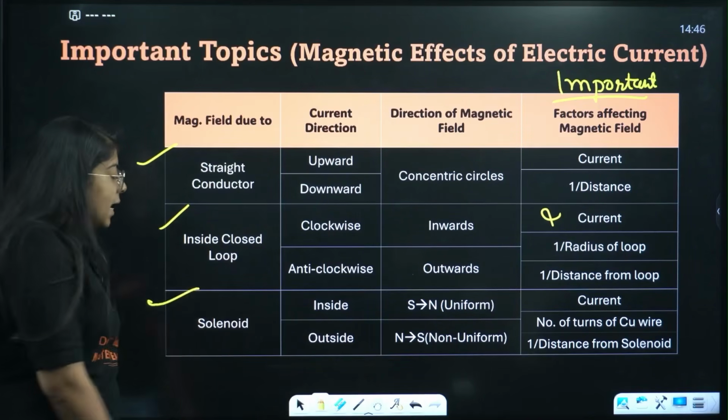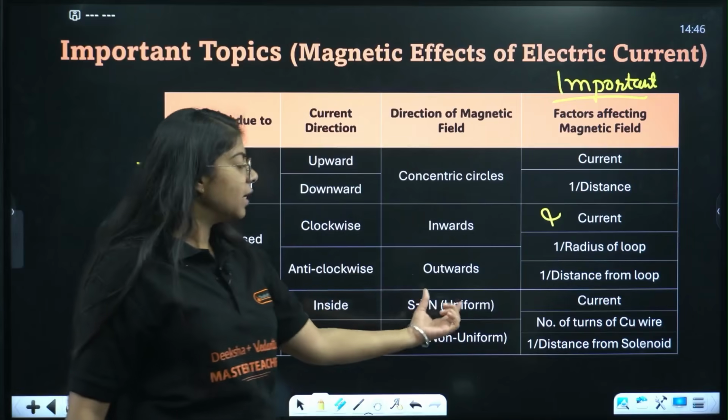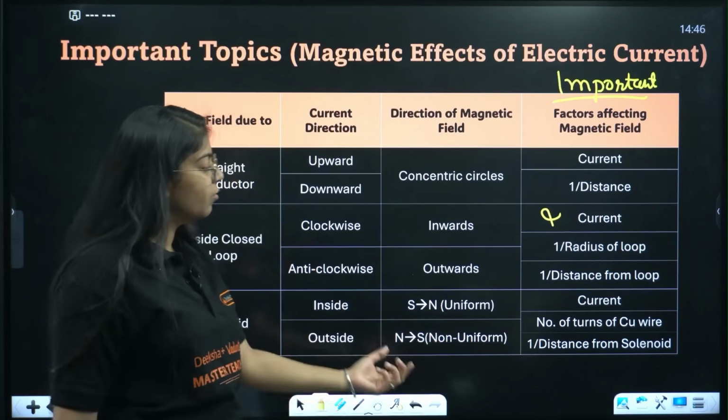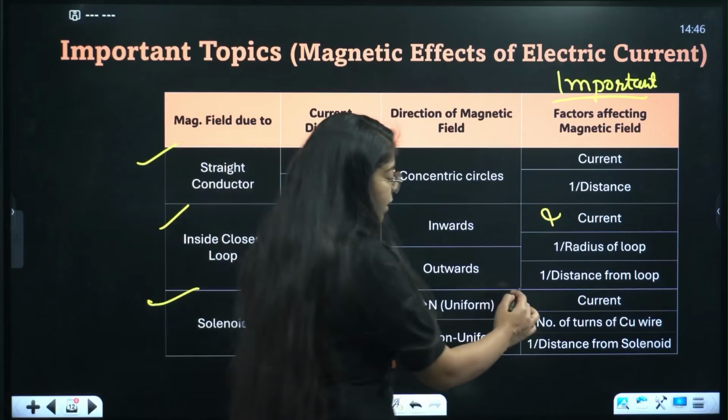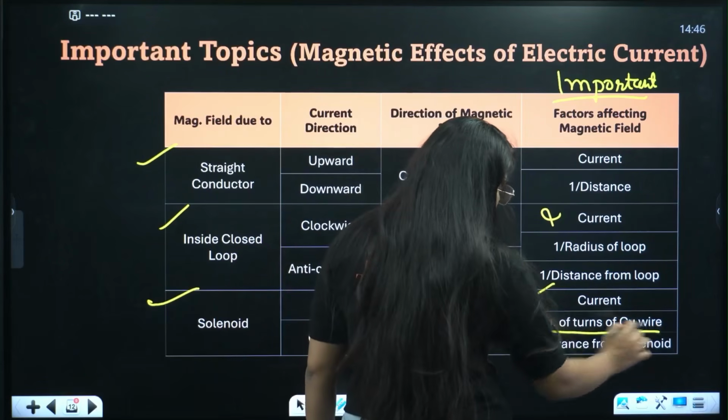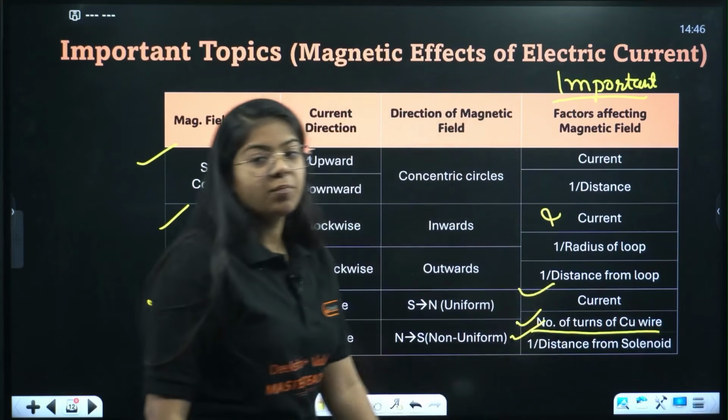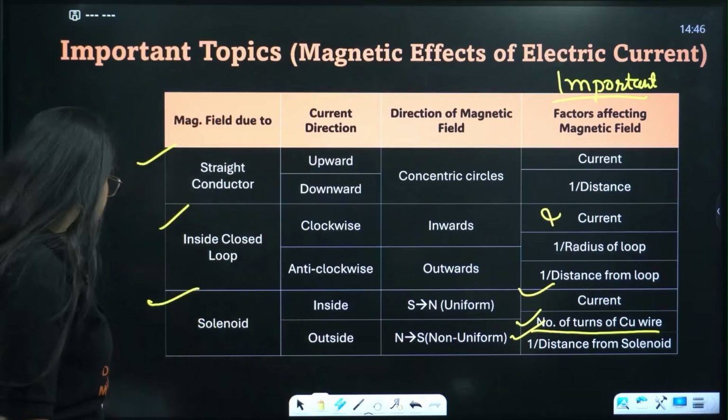Then solenoid, inside the solenoid the field goes from south to north, outside north to south. We know that. The factors affecting are current, number of turns, very important, and 1 by distance from solenoid. Done. These are your formulas.